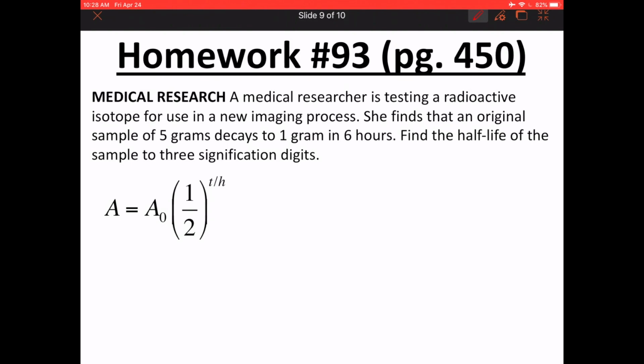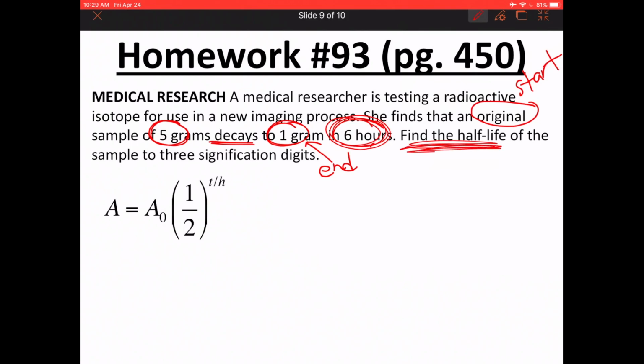All right, so a medical researcher is testing a radioactive isotope for use in a new imaging process. She finds that an original sample of 5 grams, so that means this is what she started with. She started with 5 grams. It decays to 1 gram in 6 hours. So that means that 1 gram is the ending amount, okay? We have the original amount of 5 grams, the ending amount of 1 gram. They want us to find the half-life of the sample to 3 significant digits.